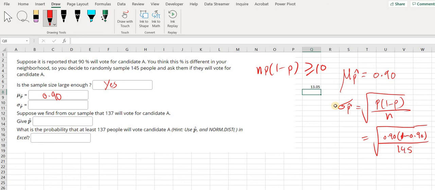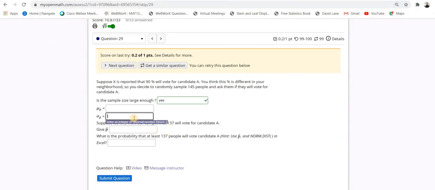So I'm going to compute this answer right here. Square root of 0.90 times 1 minus 0.90 divided by 145. And this is the answer for the standard deviation. So I'm just going to go here and paste the standard deviation here. And then I'm going to paste the mean as well.